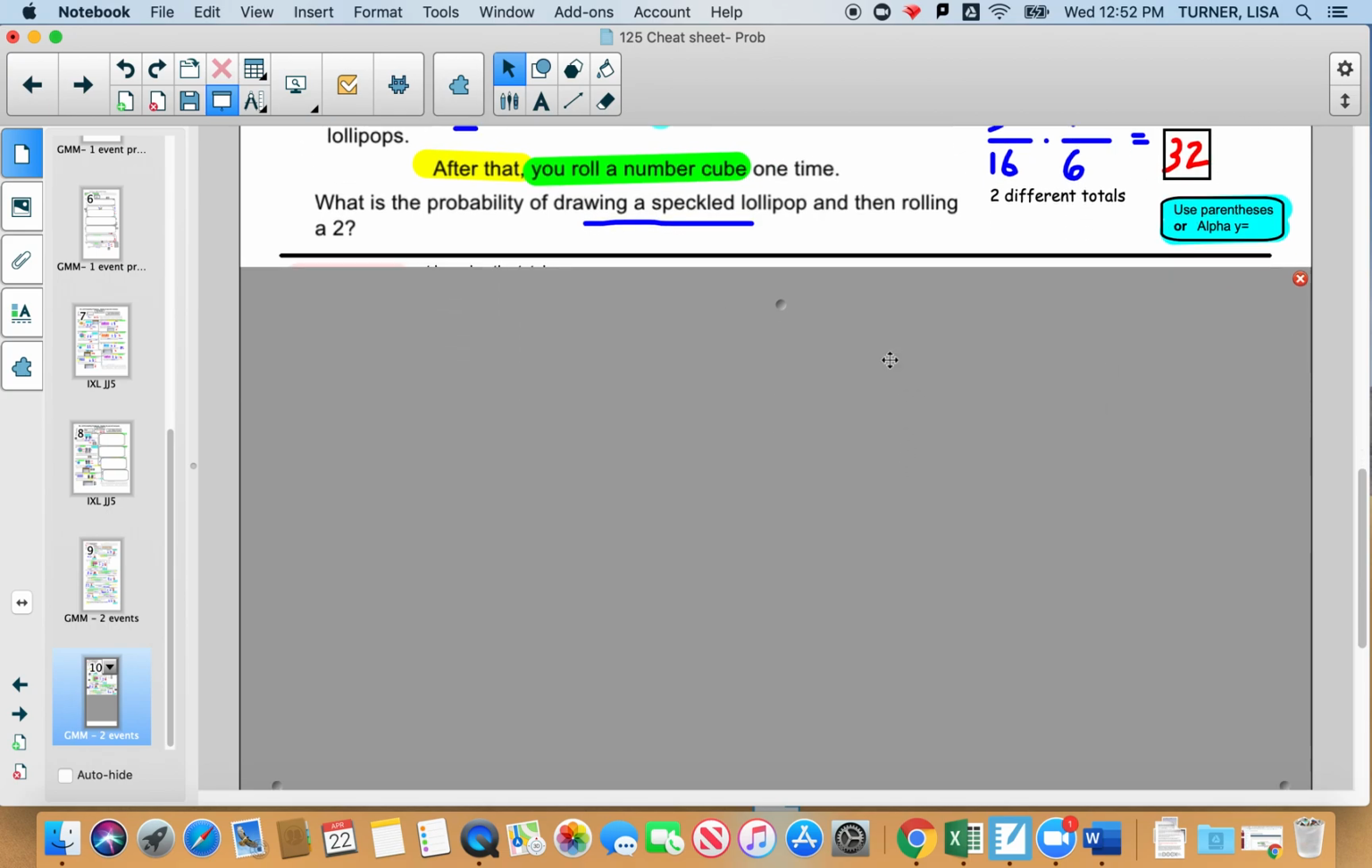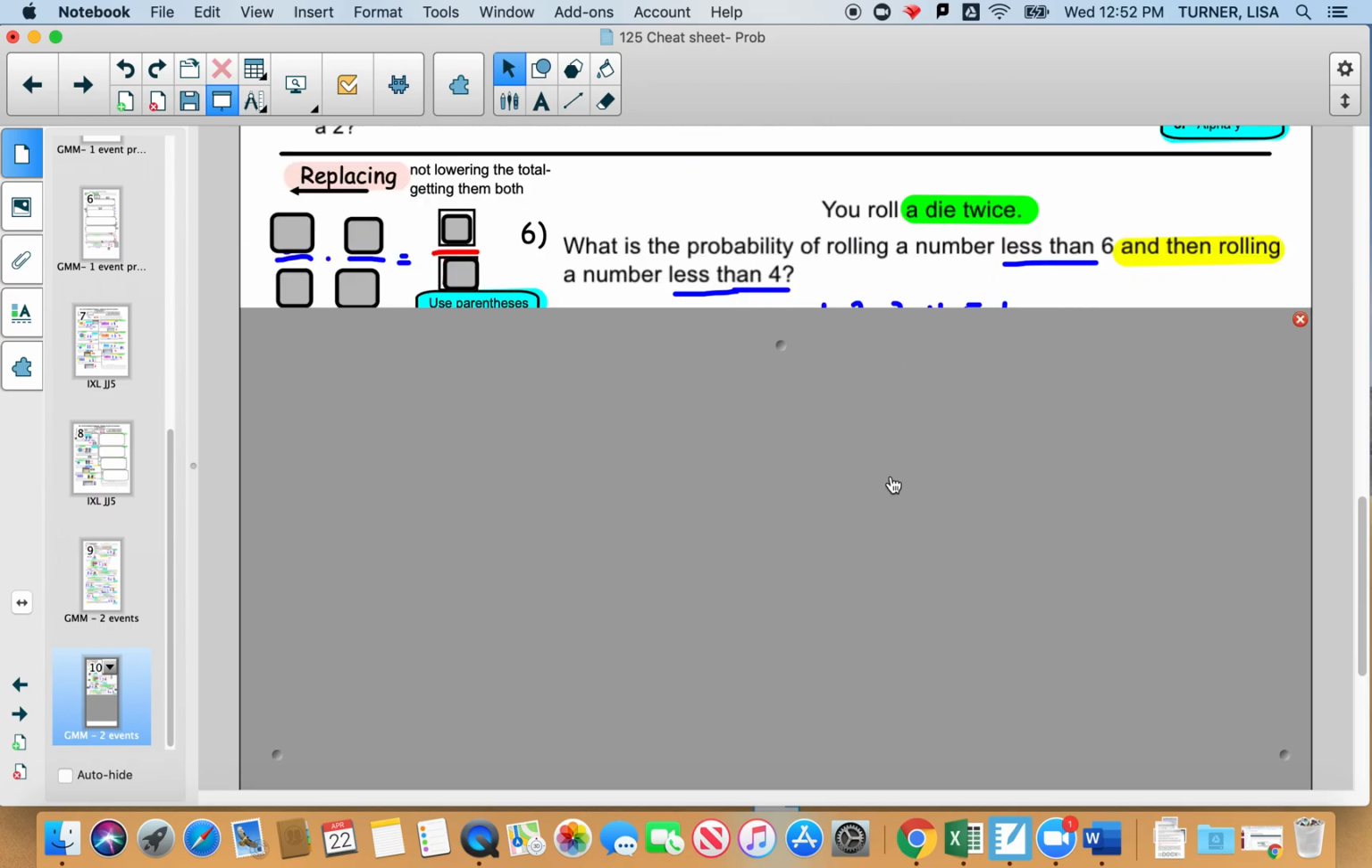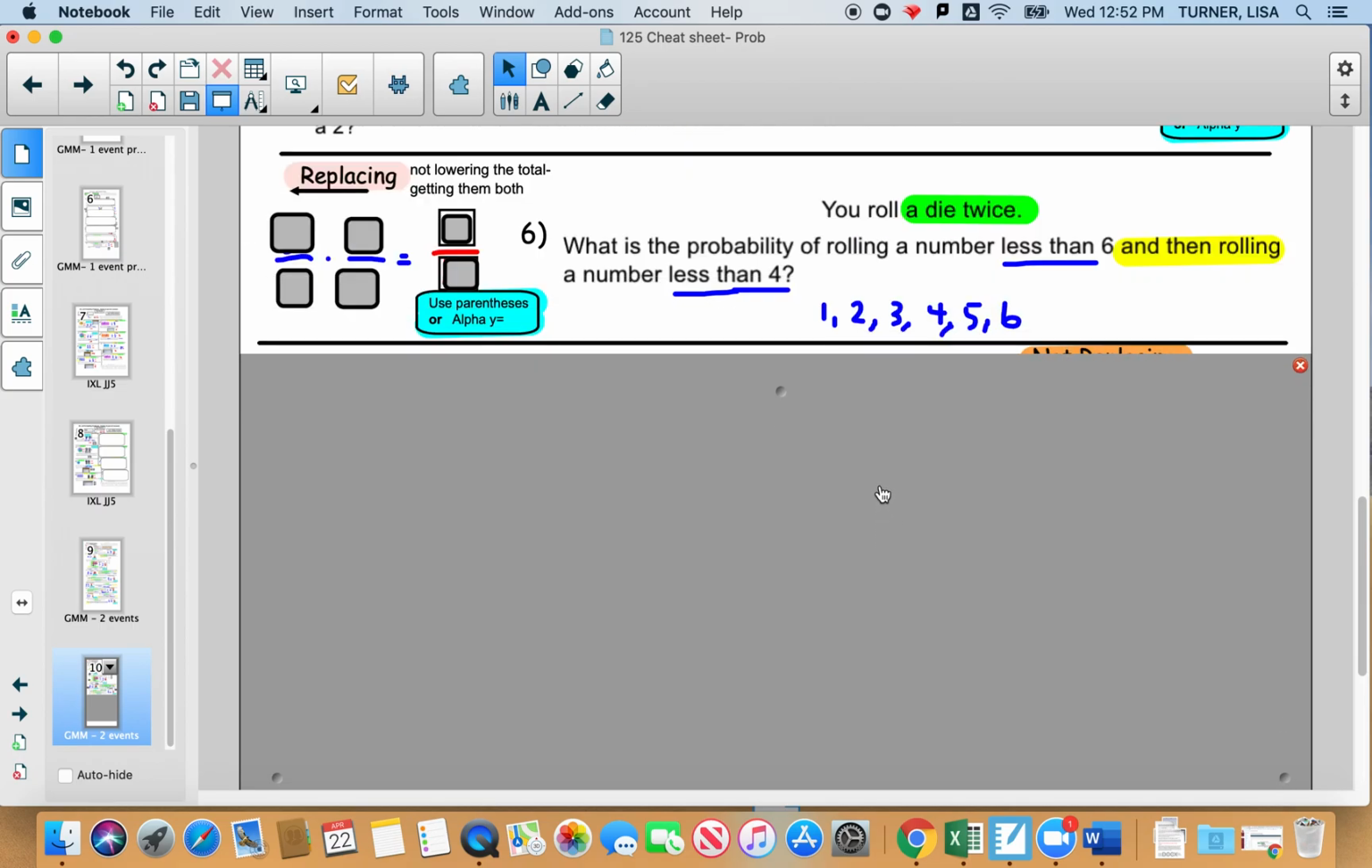All right. And then number 6. These are exactly what the cheat sheet looks like. And so let's take a quick look at this one. You roll a die twice. And here it is. It's sort of like replacing because you're starting again when you roll the dice a second time. So your totals are the same on that. It doesn't say to replace it, but I know that I have 6 possibilities on each die. And so what is the probability of rolling a number less than 6?